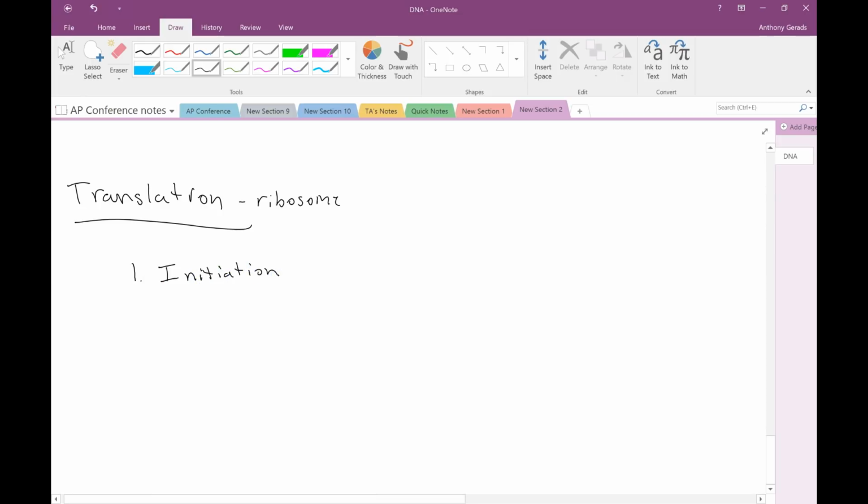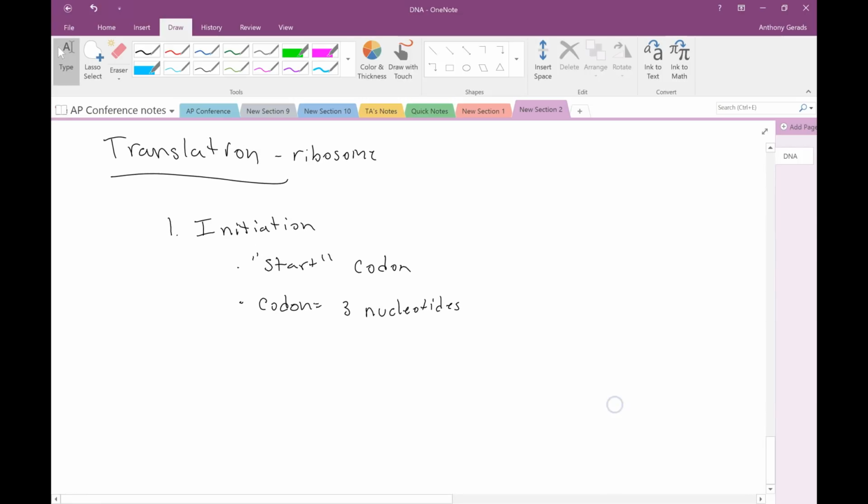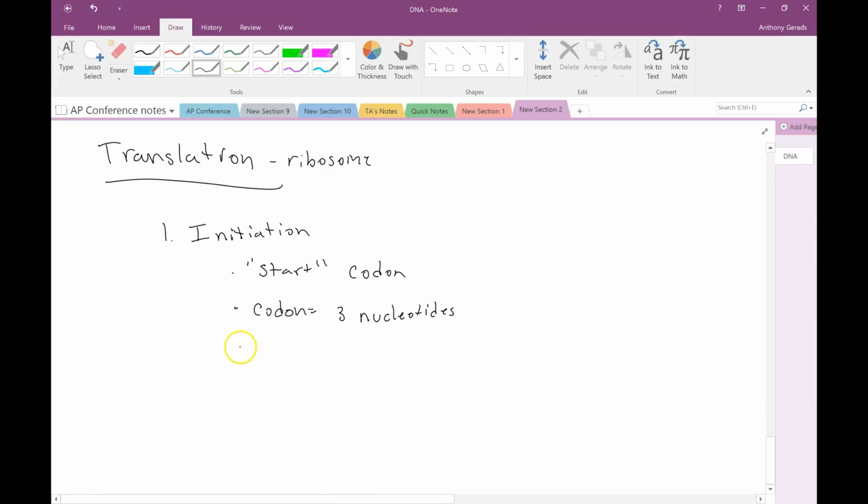It's going to have a reading frame, and you're going to have a start codon. And remember, a codon equals 3 nucleotides. Nucleotides are going to be read in chunks of 3 called codons. One of those is going to code for methionine, and it's going to be the start codon. That's initiation.